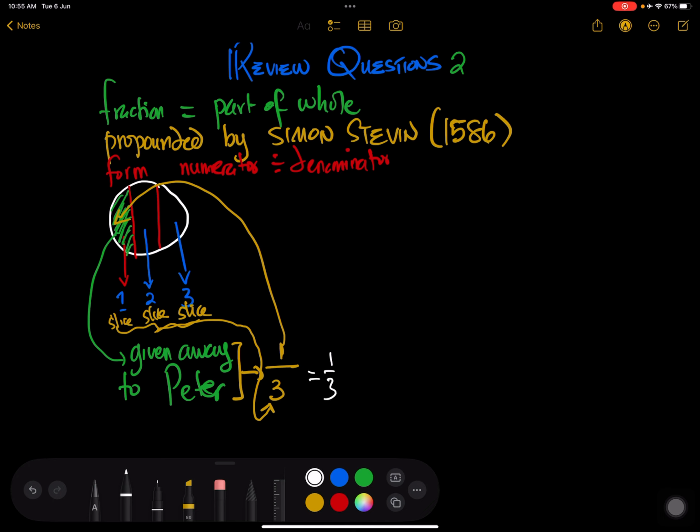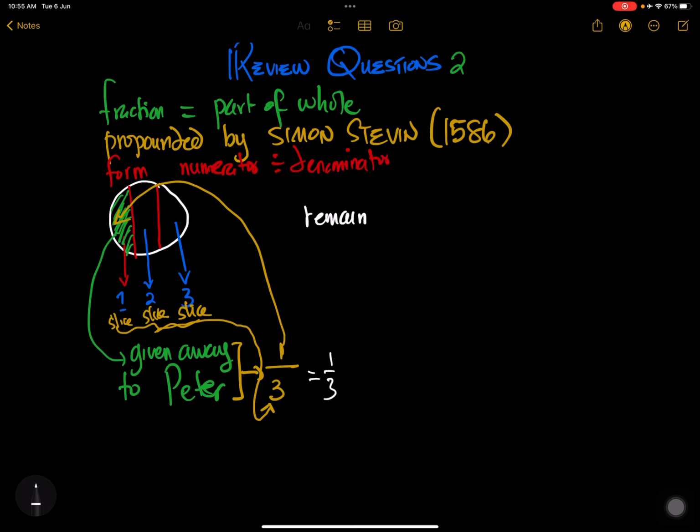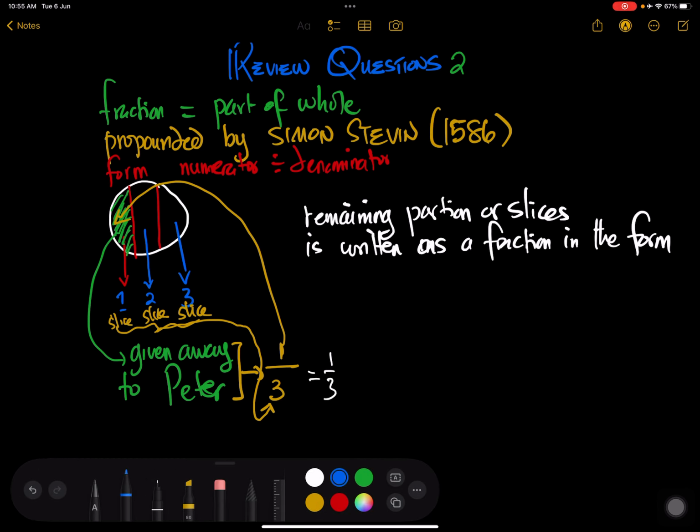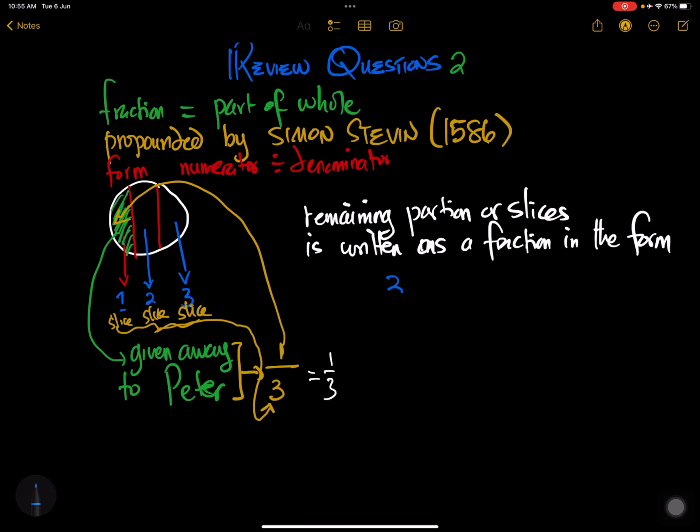Then how do you also represent the remaining portion? The remaining slices are written as a fraction in the form, how do we write that? There are two slices. In the numerator, we have the two slices that are remaining, divided by the entire slices that were made from the beginning.